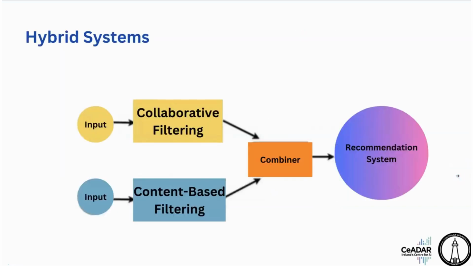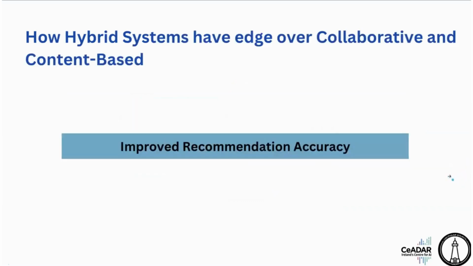A hybrid system is a combination of both collaborative filtering and content-based filtering. How can a hybrid system have an edge over other systems? One of the biggest is improved accuracy, compared with content-based and collaborative-based systems. The next important thing is that it mitigates the cold start problem. No user information or historical information is required, and the problem is directly mitigated using hybrid systems.